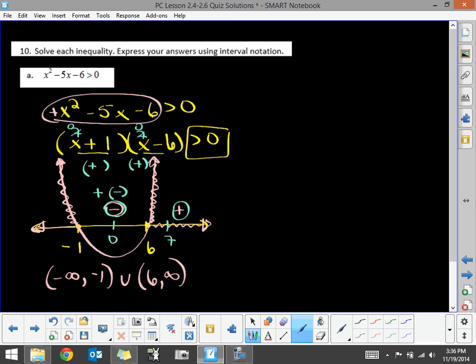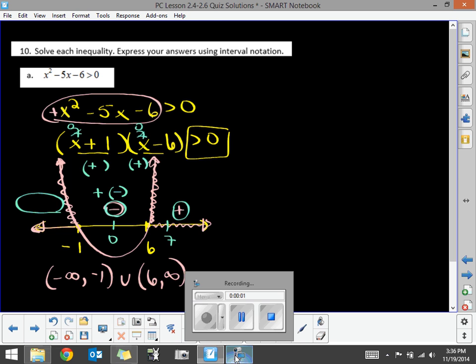And you can do the same interval line test for that one. So you can apply that strategy to all polynomial inequalities. For the quadratic, we probably don't have to mess around with the interval line test because we can quickly draw a graph.